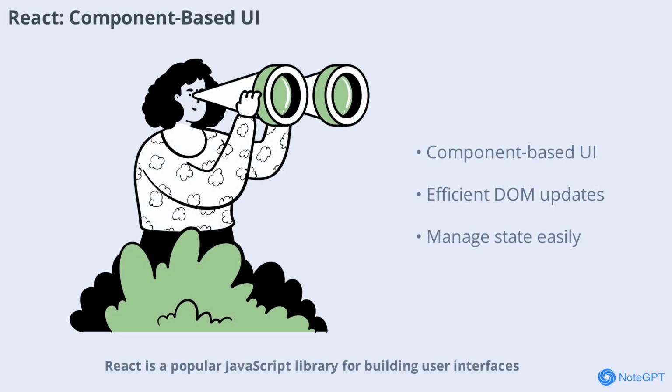React is a popular JavaScript library for building user interfaces. It uses a component-based architecture where each part of the UI is a reusable component. React makes it easy to manage state, handle events, and update the DOM efficiently. Its virtual DOM system improves performance, and its ecosystem supports everything from small projects to large-scale applications. Let's see what makes React a favorite among developers.